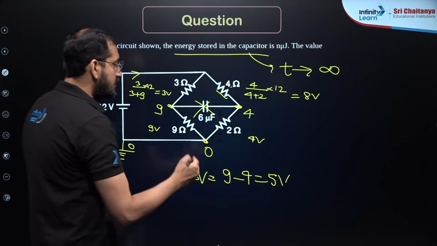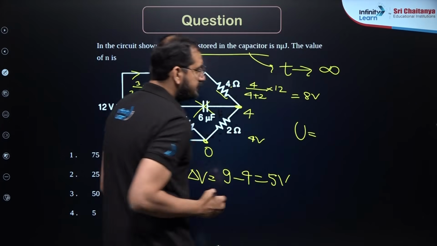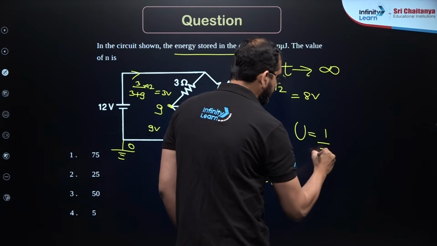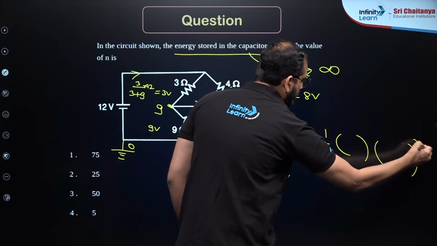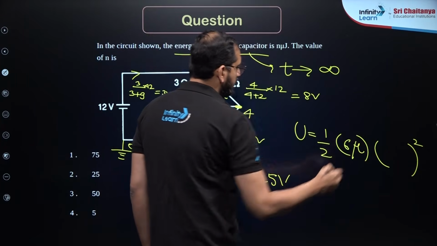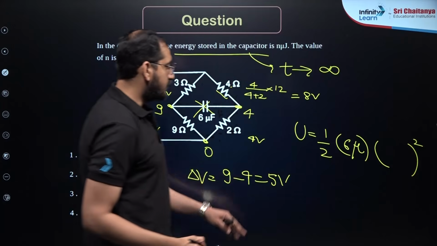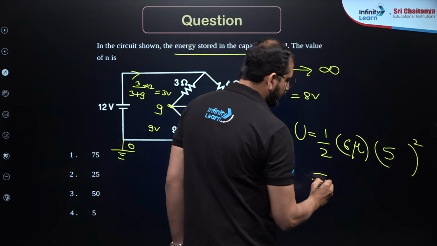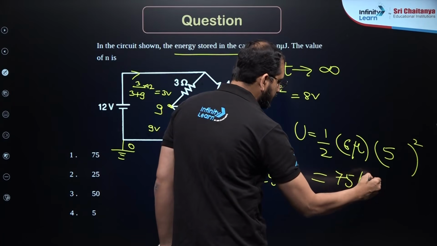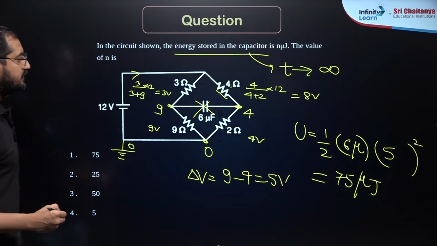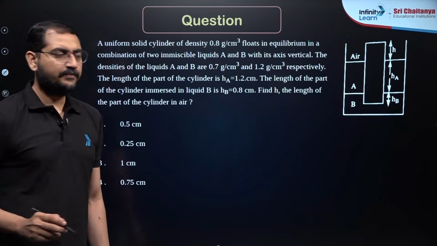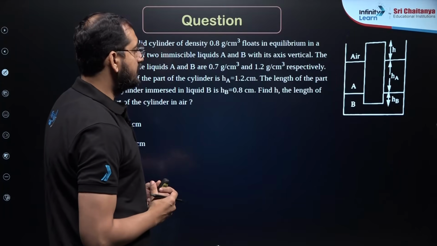Okay. Now I will come to calculation of the energy stored inside the capacitor. So that is half CV square. The value of C is 6 micro and delta V is 5. So this is going to be 75. Micro will as it is come, and it will be 75 microjoule. Okay. So 75, the first one will be your correct answer. Okay. Let's go ahead with this question.